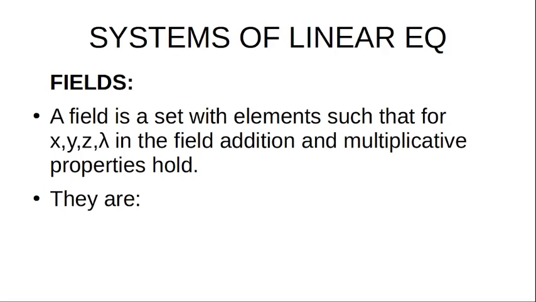Okay, what's a field? A field is a set with elements such that for x, y, z, and lambda in the field, addition and multiplication properties hold. Basically, consider something like the real number line. That is a field because of some properties. Let's look at the properties first.